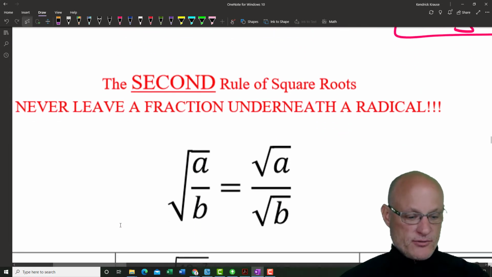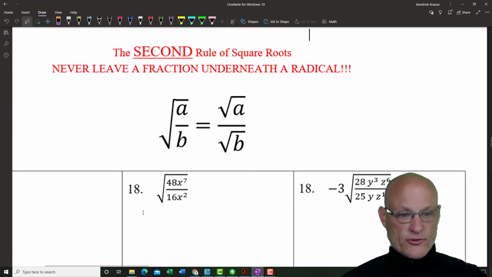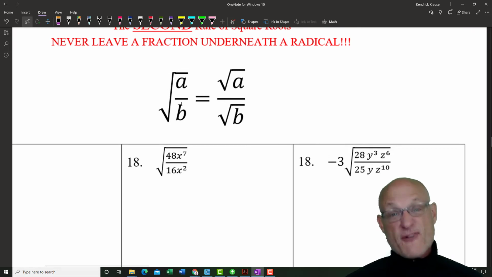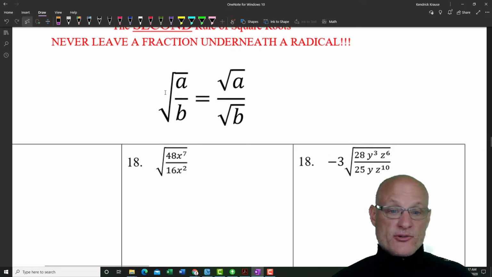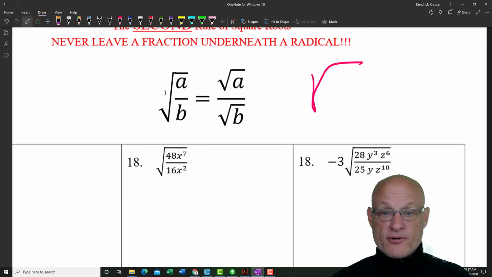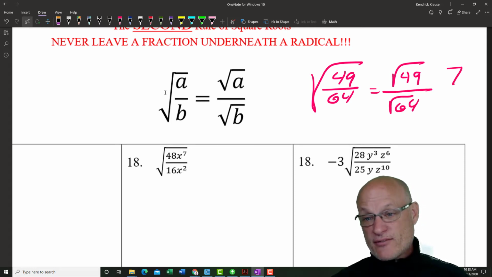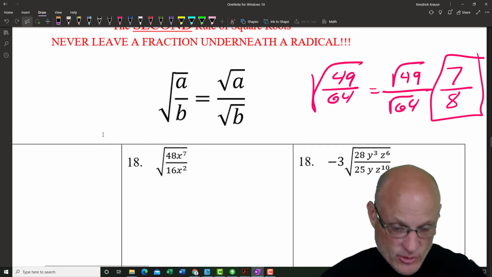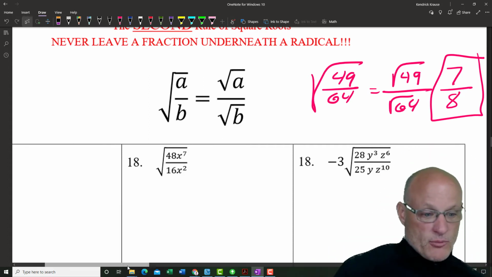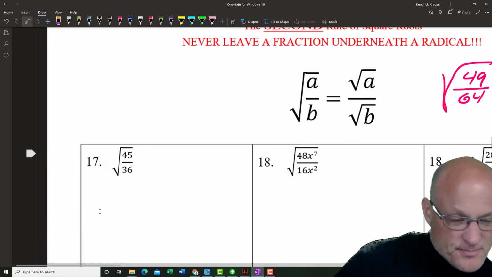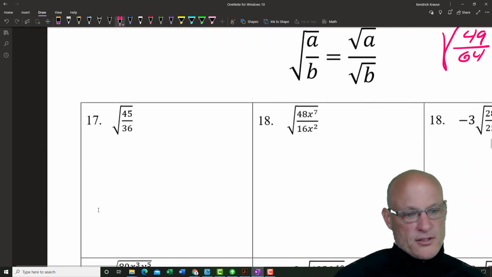All right, let's talk about another rule of these things. Another rule says if you have a fraction under the radical, you can break it up. So, for example, if I had the square root of 49 over 64, well, that fraction doesn't reduce, but I can rewrite it as the square root of 49 over the square root of 64. And then I say, oh, okay, the square root of 49 is 7. Square root of 64 is 8. And I can just rewrite it like that. And so that's what we're going to be doing now. I'm going to play around with some more of these fractions. So, let's do this.